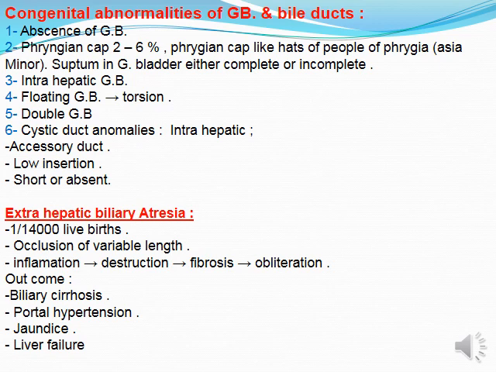3. Intrahepatic gallbladder. 4. Floating gallbladder, and sometimes this leads to torsion of the gallbladder. 5. Double gallbladder. 6. Cystic duct anomalies, for example intrahepatic, accessory duct, low insertion, short or absent.